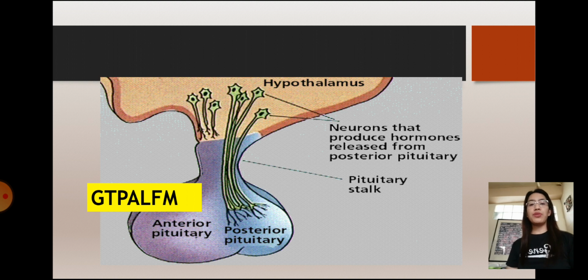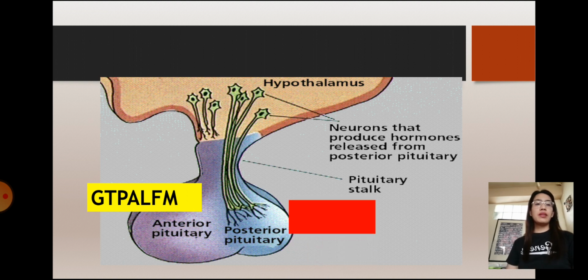Letter L is luteinizing and your F is your follicle stimulating hormone para naman yan sa mga reproductive functions natin, right? For example, menstruation, ovulation, production of your hormones, male and female sex hormones. Yan ang responsibility ng ating luteinizing at saka ng follicle stimulating hormone. And the last one, we have your letter M, your melanocyte stimulating hormone. This will be related now to the production of your melanin. So, kailangan naman natin ng melanin for our skin color. Okay? So, ayan yung ating anterior.